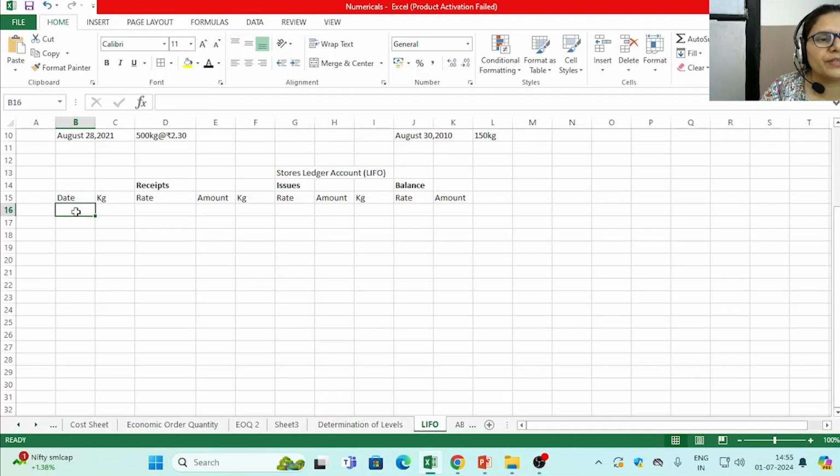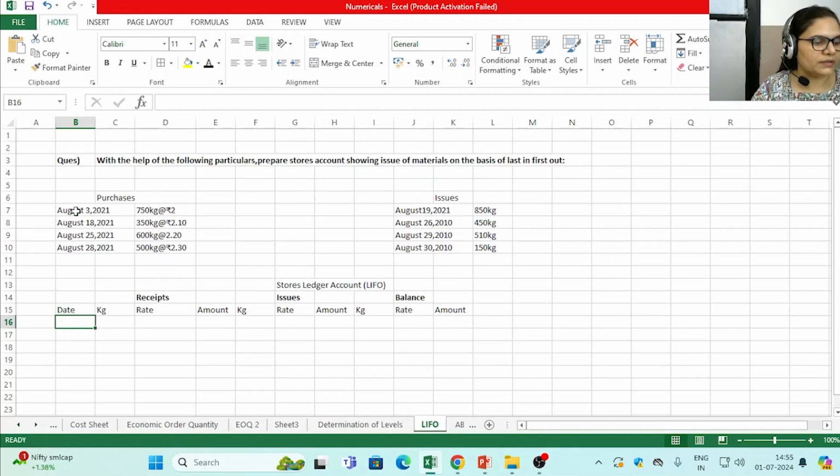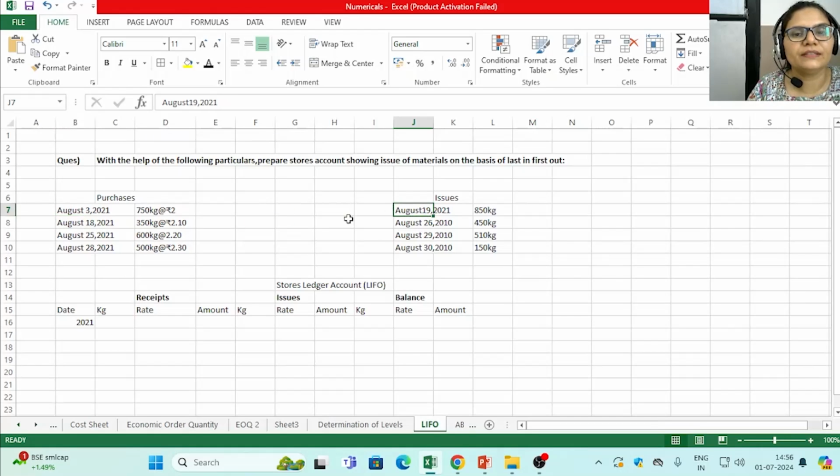Now let's start with the question. First of all, write down the date. We are preparing the account for the year 2021. To make the recording of transactions easy, I recommend that students go by date: August 3, then August 18, August 19, August 25, August 26, August 28, 29 and 30. That will make the task easier.